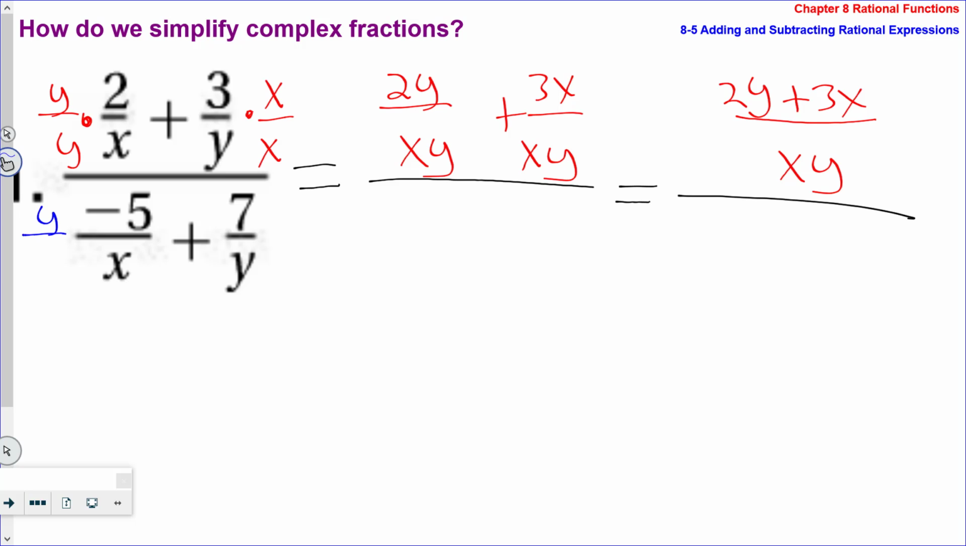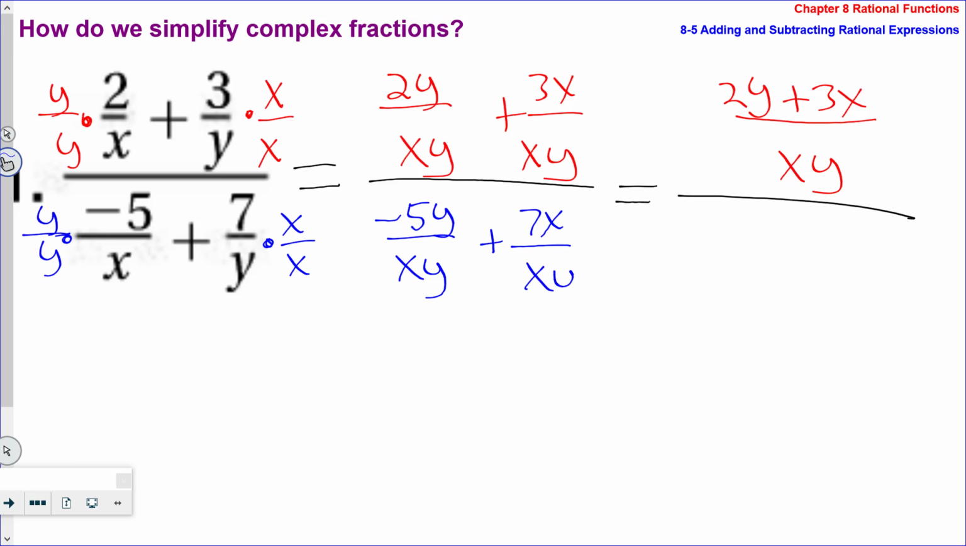Multiply this one by y over y. Multiply this one by x over x. We get negative 5y over xy plus 7x over xy. Now that they have the same denominator, we could add the numerators, which is negative 5y plus 7x over xy. Step number 2 is to write the denominator as a single fraction.